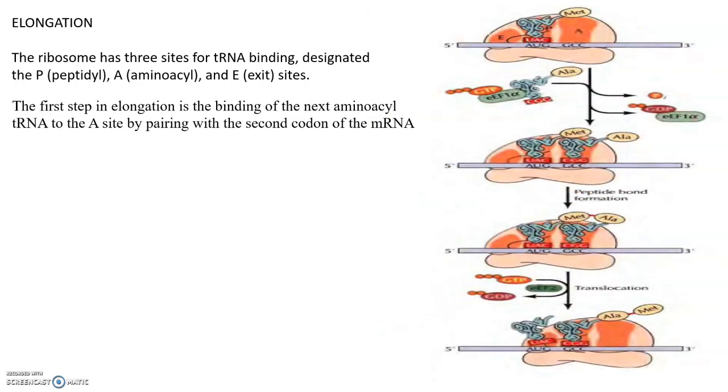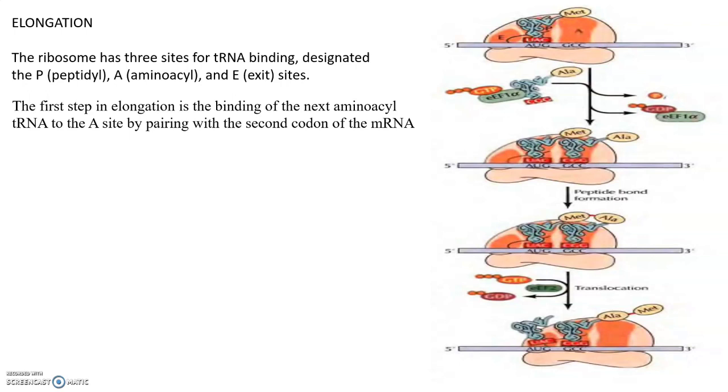And after initiation, elongation takes place. The ribosome has 3 sites for tRNA binding, that is the peptidyl site, the amino acid site and the exit site. The first step in elongation is binding of the next amino acid tRNA to the A site by pairing with the second codon of the mRNA.